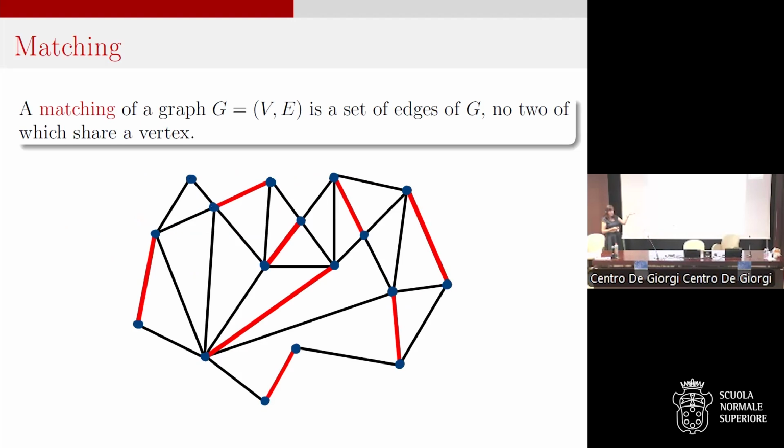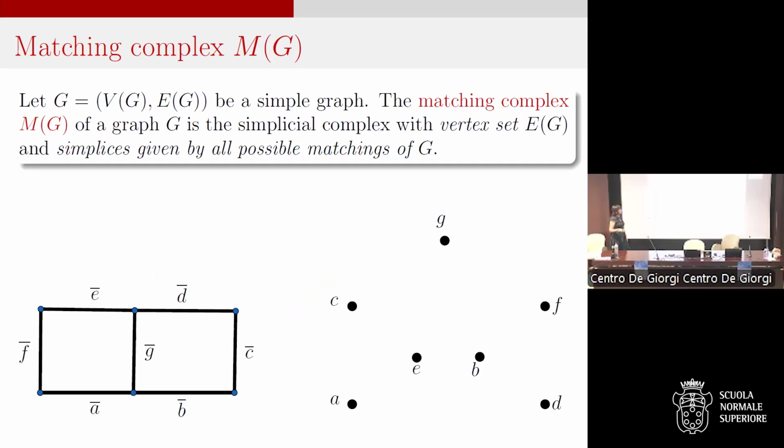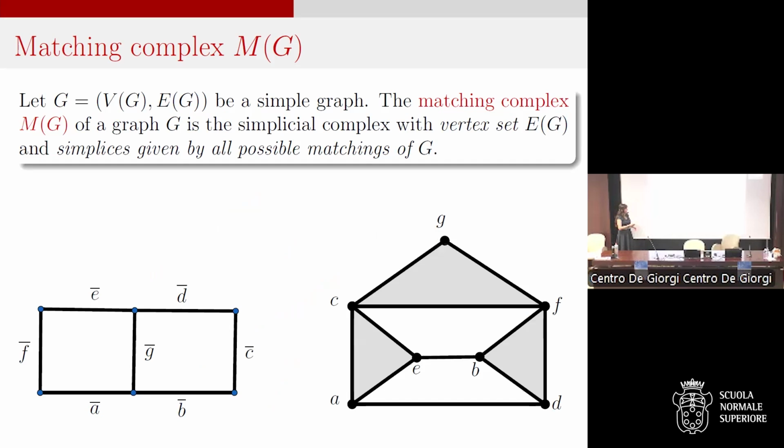We need the notion of a matching of a graph. What's that? It's just a set of pairwise independent edges, like this red set. If we look at this red set, each two edges here are not adjacent. And how do we construct a matching complex? Well, let's look at this graph. For each edge, we put a vertex there. So you see, I put them nicely so that the matching complex is nice. And whenever we have a matching, we put a simplex. For example, these three edges correspond to this triangle.